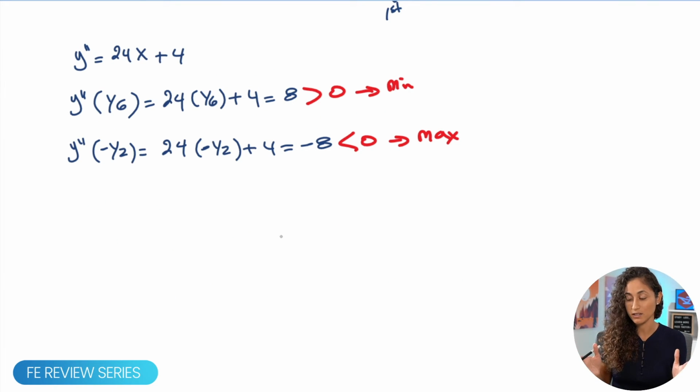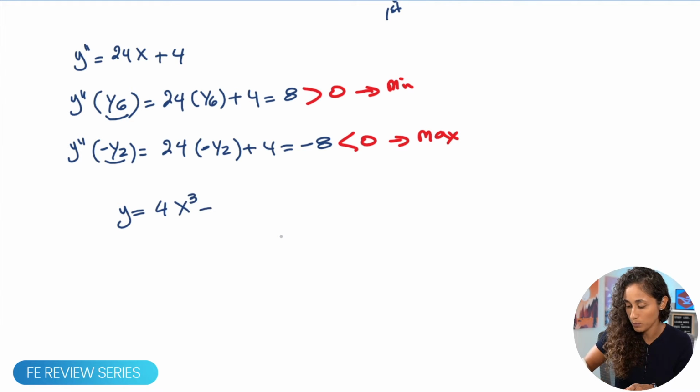Now we're not done yet, right guys? So we were just able to identify where we have the minimum and where we have the maximum, right? But we still need to find the maximum value and the minimum value. And to do that, now we have to plug in these critical points into our original function, right? So let me write down here our original function. So we have y is equal to 4x to the power of 3 plus 2x squared, and then minus x, and then plus 2, okay?